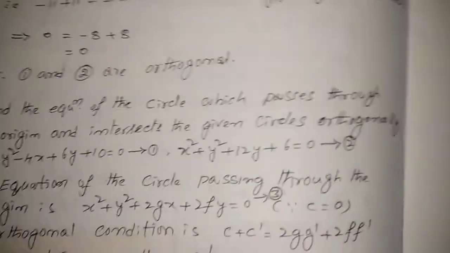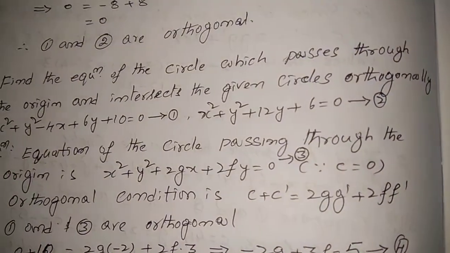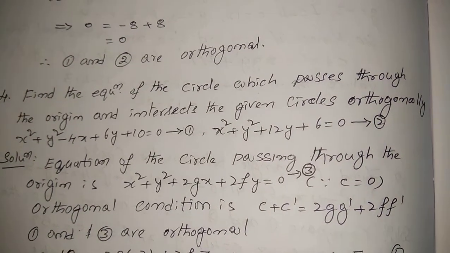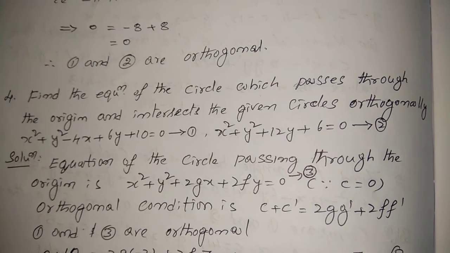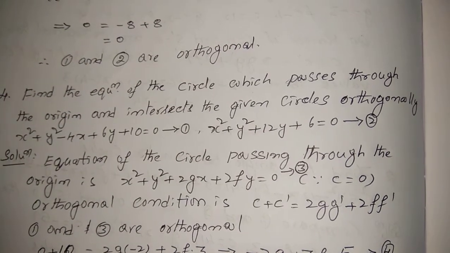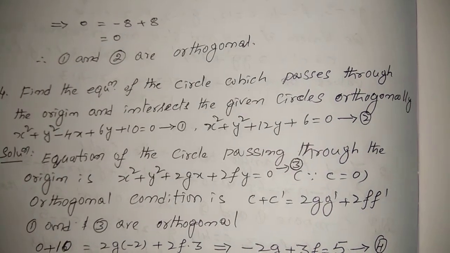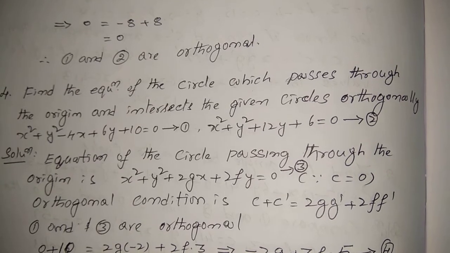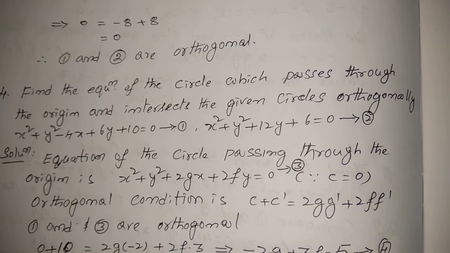Next, one more example. Find the equation of the circle which passes through the origin and intersects the given circles orthogonally. Let us assume the given circles x square plus y square minus 4x plus 6y plus 10 is equal to 0, equation number 1. x square plus y square plus 12y plus 6 is equal to 0, equation number 2. Equation of the circle passing through the origin is x square plus y square plus 2gx plus 2fy is equal to 0, since c is equal to 0. Assume this equation number 3.